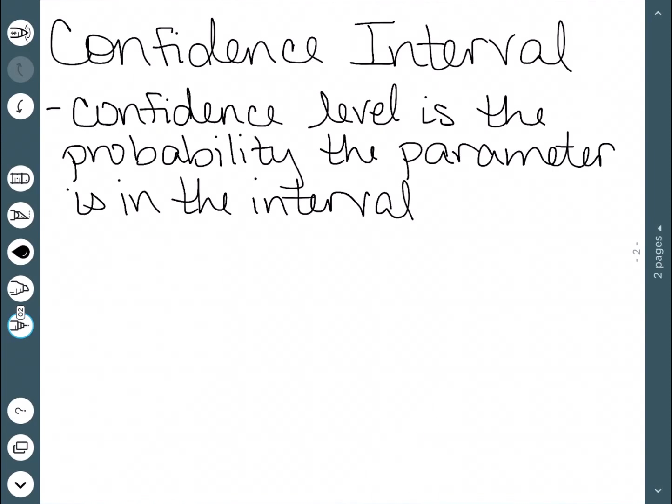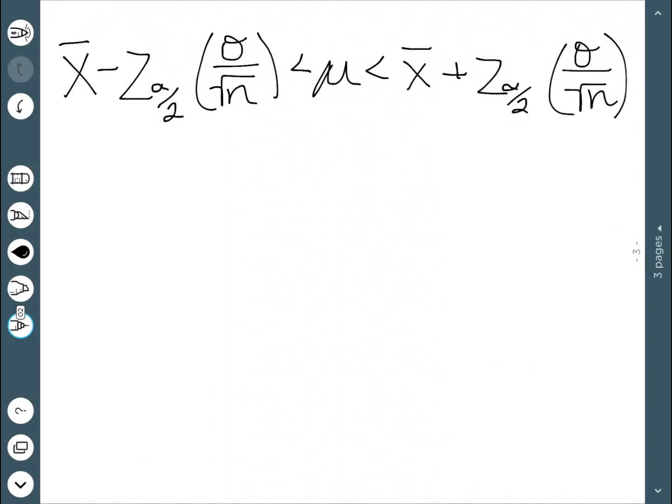And a confidence interval is just a particular kind of interval estimate that uses data from your sample and uses this confidence level. So now that we have a little bit of an idea, let's see if we can get a formula. This is our formula for a confidence interval. We have the sample mean minus the z of alpha over 2, which is going to be something that's given to us by the confidence level, and we'll talk about that in a second. Sigma is our standard deviation, and n is the sample size.